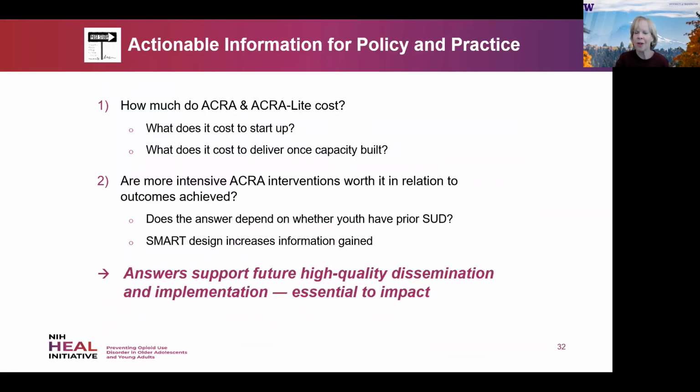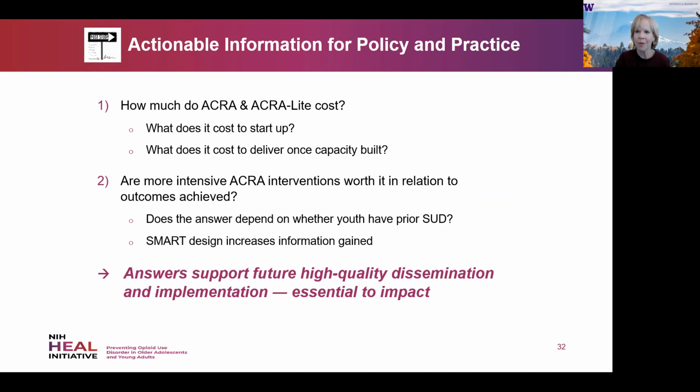So from our smart design at the end of the trial, we'll have a wealth of information that can help us understand what it takes to build capacity in juvenile justice systems to implement ACRA-type interventions and what it costs to deliver them once a steady state and capacity have been achieved.